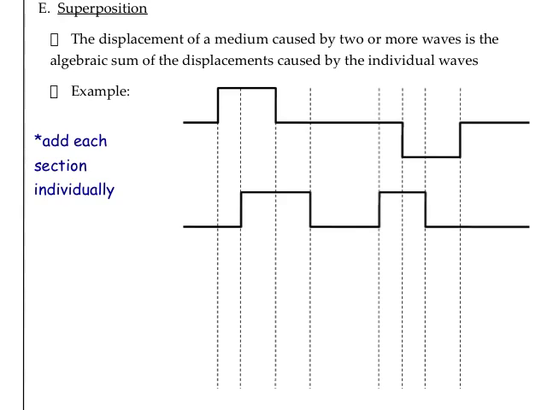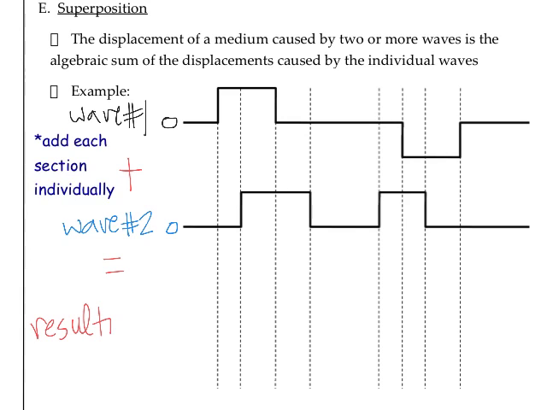So I've got an equilibrium position for wave number 1 and an equilibrium position for wave number 2. So what we're going to do is add the amplitudes of each of these two waves together and get our resulting wave once they are superimposed with each other. So we need to have a reference line. So I'm going to go ahead and make my equilibrium position right there. Now let's look at each section individually.